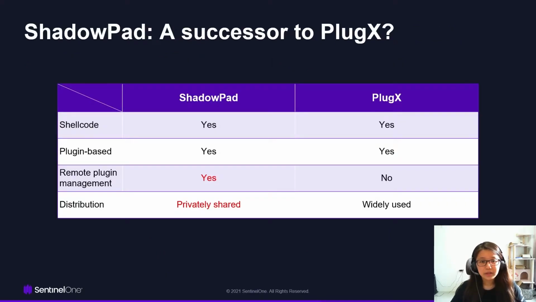When we trace back to the emergence of ShadowPad, we need to spend some time discussing another backdoor called PlugX. PlugX is also a plugin-based backdoor in shellcode format. The major difference between PlugX and ShadowPad is that the plugins of PlugX cannot be plugged or unplugged during runtime. Regarding the use of these two backdoors, ShadowPad is only shared with a limited set of users based on our knowledge, while PlugX is widely used and sold to different people in public.